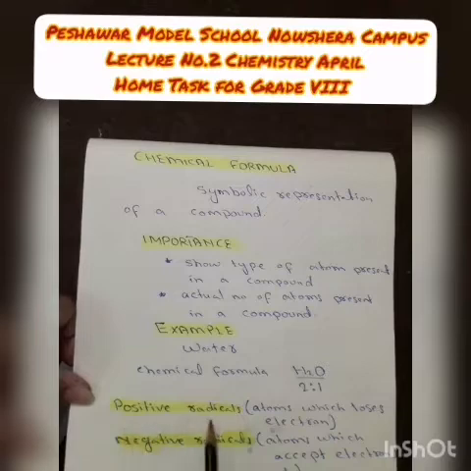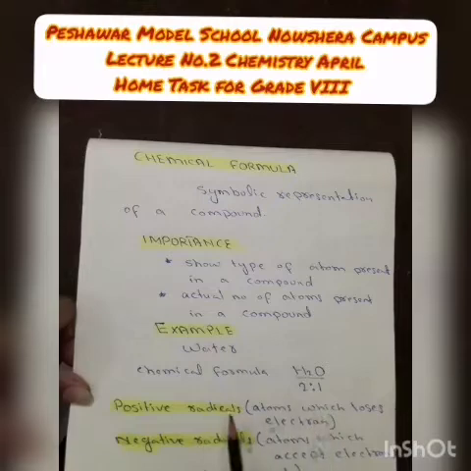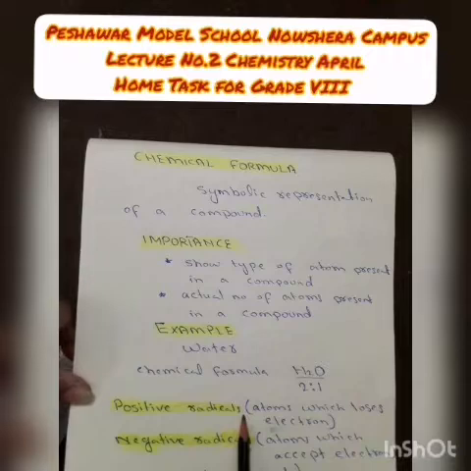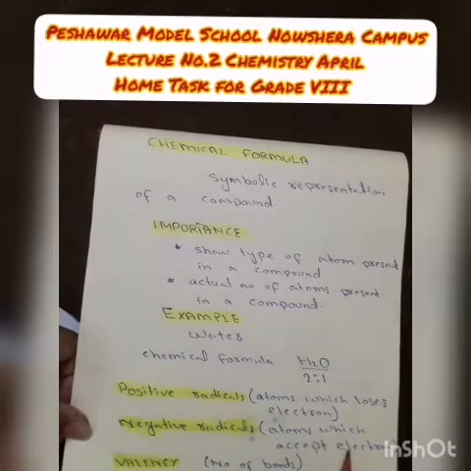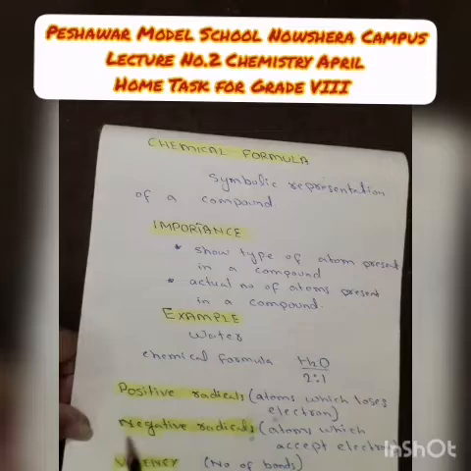Now move toward the positive radicals and negative radicals. Positive radicals are those atoms which lose electrons. It means that it is a donor of electrons, it donates electrons, and positive charges appear on it. Negative radicals are those atoms which accept electrons and negative charges appear on it. So on positive radicals positive charges appear, and on negative radicals negative charges appear.